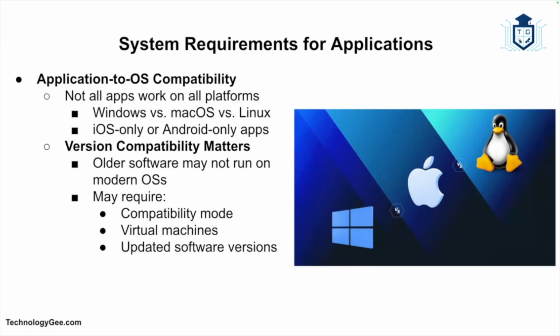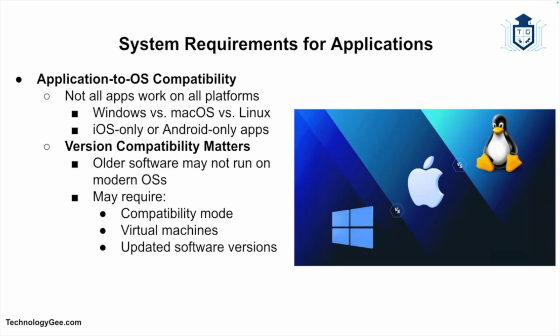All right, next we have application to operating system compatibility. So not every application runs on every system, so you have to check compatibility first. So you got Windows versus Mac versus Linux. So some applications, they only support one operating system, like Final Cut Pro, that only runs on Mac OS. You got mobile applications, where some applications are iOS only and some only run on Android. You got version compatibility.